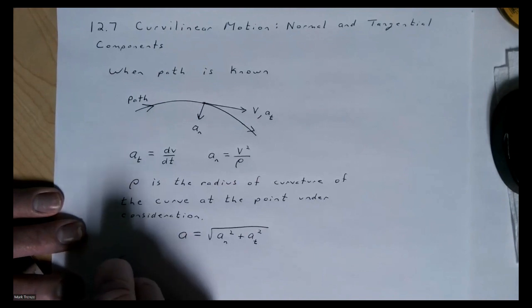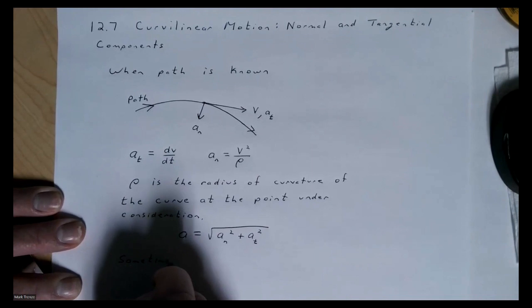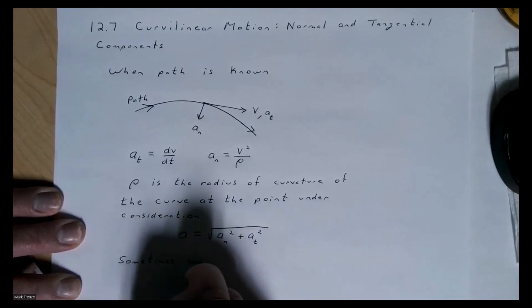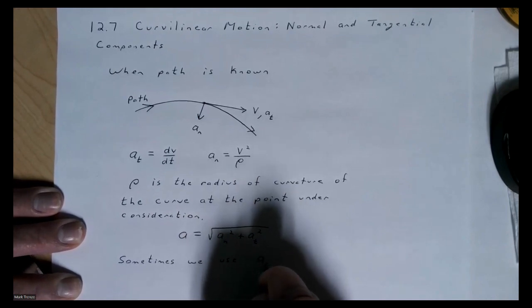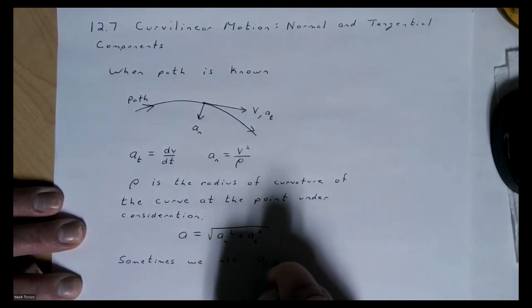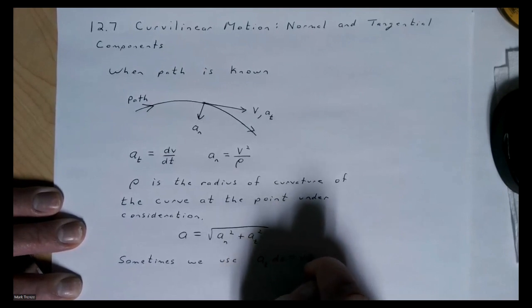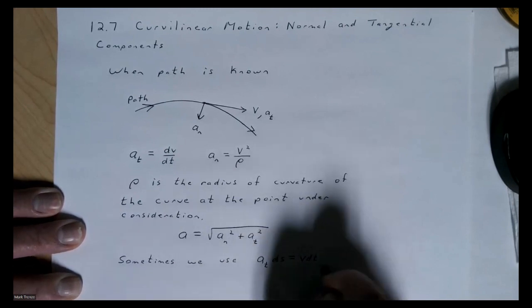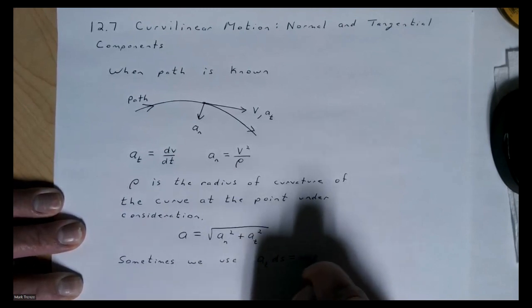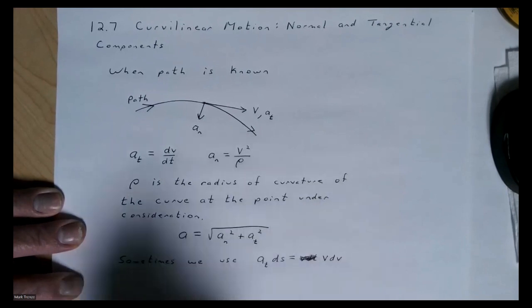And sometimes we'll need another relationship. We'll use a_t ds is equal to v dv. Excuse me, a_t ds is equal to v dv, like that.